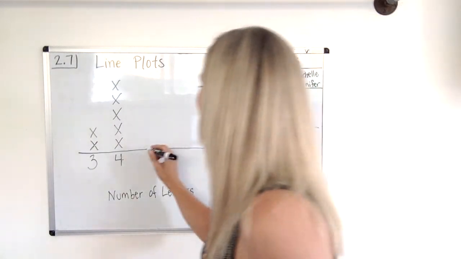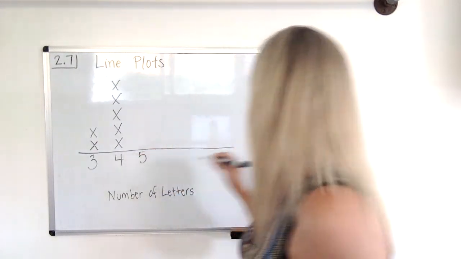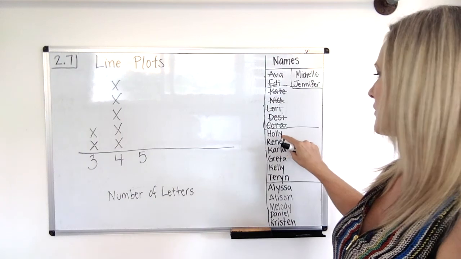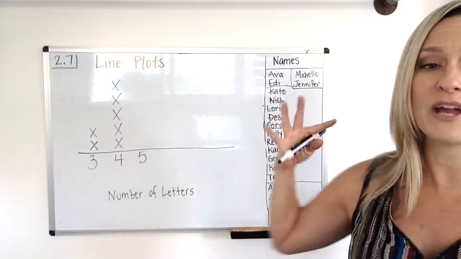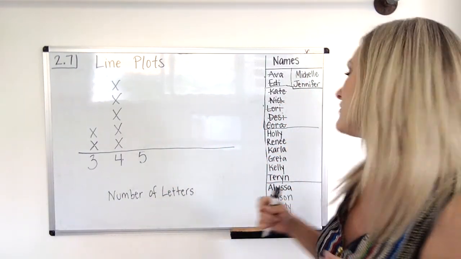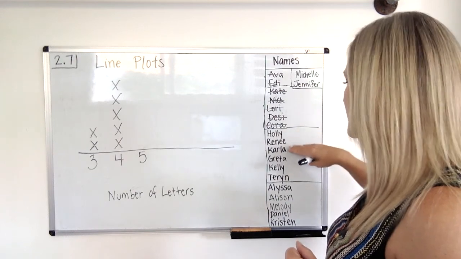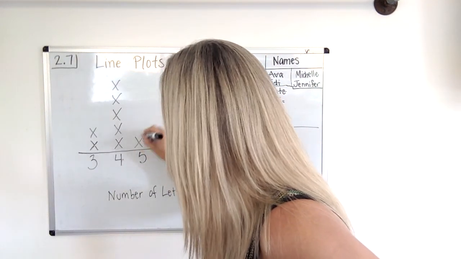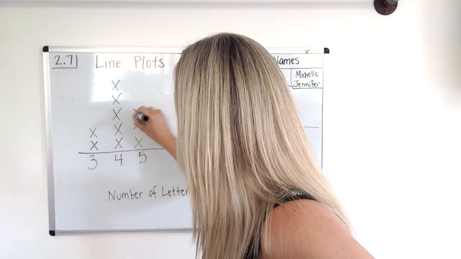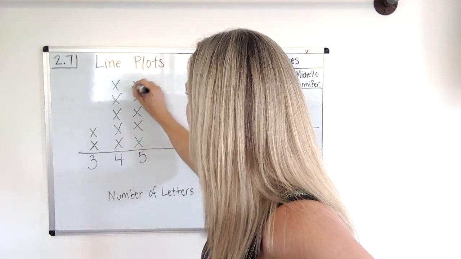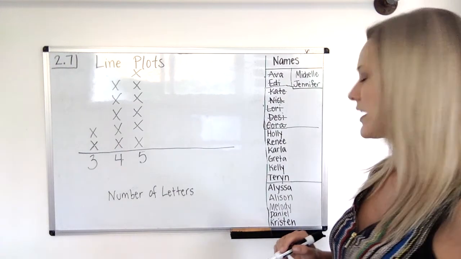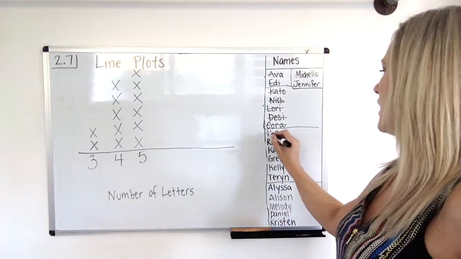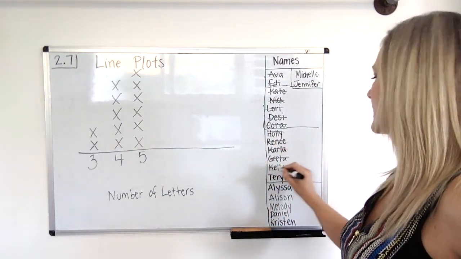Okay, so we've got 5 letters. 1, 2, 3, 4, 5. And we have to count the number of people who have those letters. 1, 2, 3, 4, 5, 6. Holly, Renee, Carla, Greta, Kelly, Taryn.